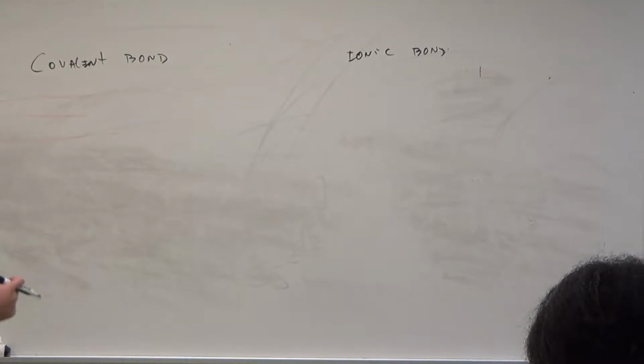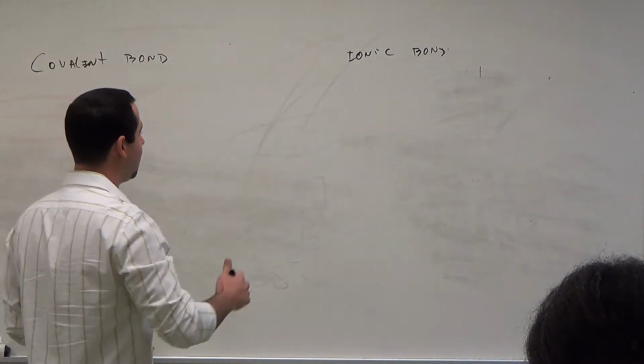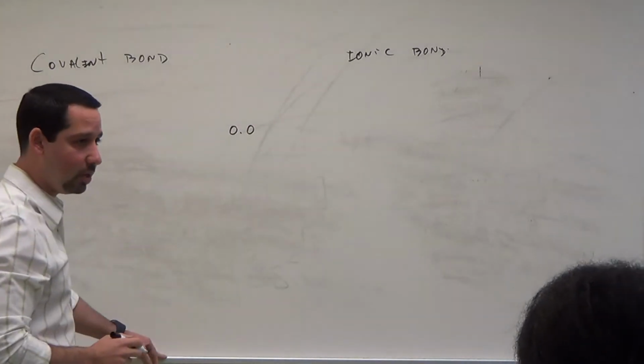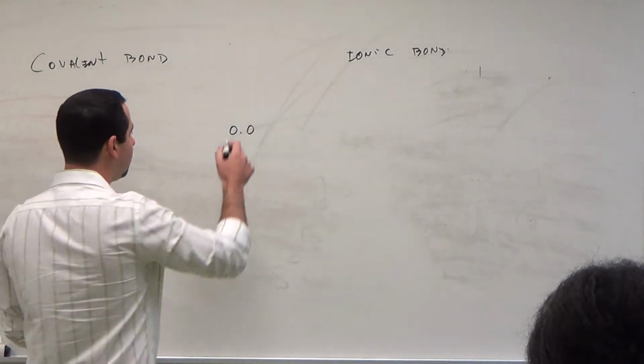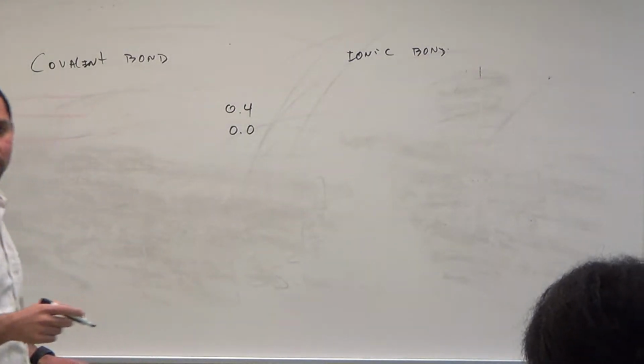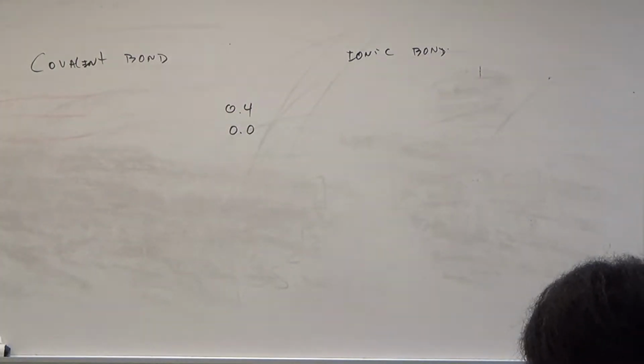Specifically, there are numbers to calculate this. And the numbers are, if the difference in electronegativity is from 0 to 0.4, I did give you an electronegativity table, yes? I mean, I told you that one exists?